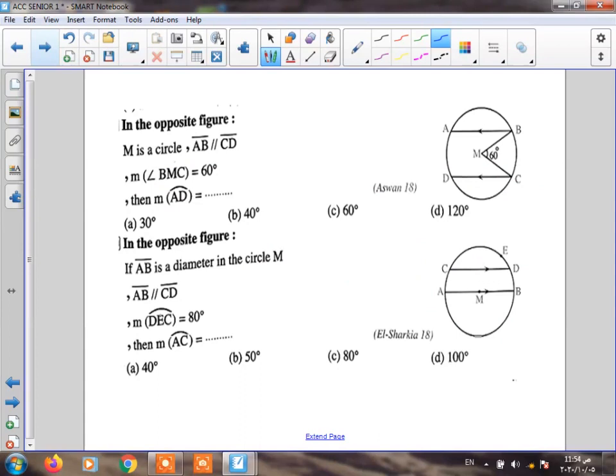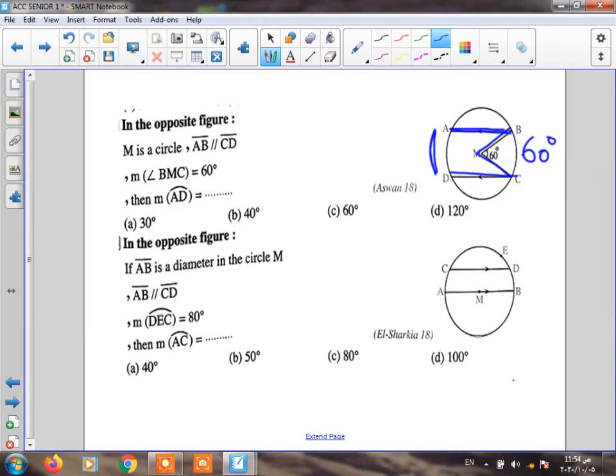Okay, let's do some exercises. Here I have chord AB parallel to chord DC, and we tell you that angle B and C equals 60 degrees, and he asks you to get the measure of arc AD. First of all, I have a central angle which is 60 degrees. That means the subtended arc is also 60 degrees.